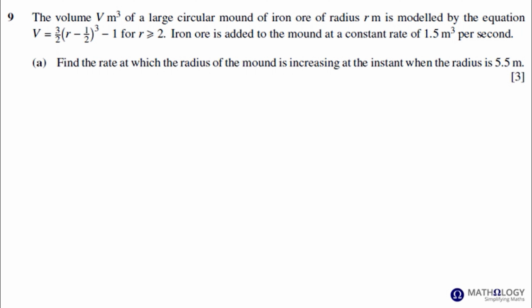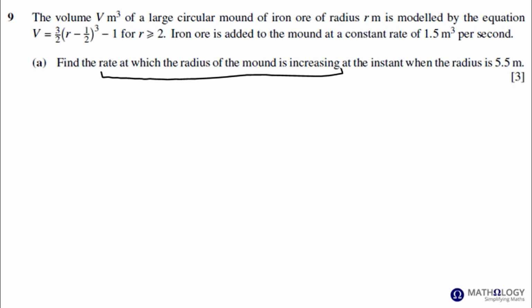Question 9. The volume V cubic meters of a large circular mound of iron ore of radius r meters is modeled by the equation V equals 3 over 2 times (r minus a half) to the power of 3 minus 1 for r greater than or equal to 2. Iron ore is added to the mound at a constant rate of 1.5 cubic meters per second. Find the rate at which the radius of the mound is increasing at the instant when the radius is 5.5 meters. Okay, we are required to find the rate at which the radius of the mound is increasing.